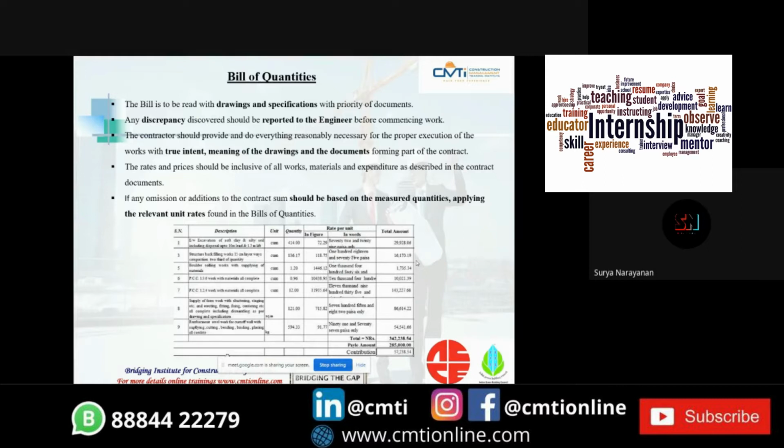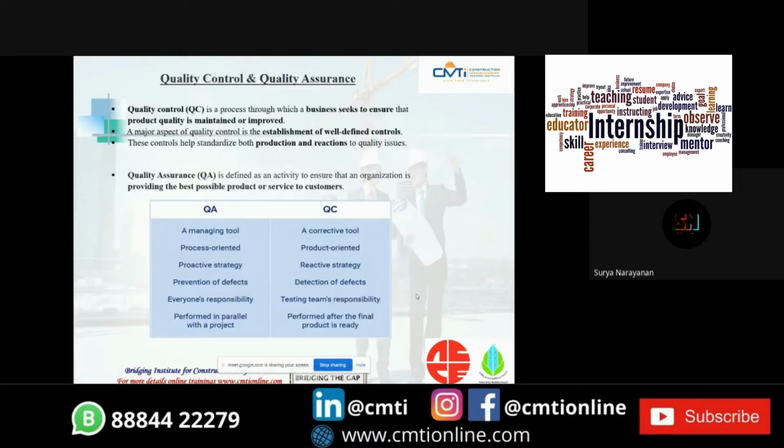The prices and rates should be inclusive of all works, materials, and expenditure as described in the contract documents. Any omissions or additions to the contract sum, that is, any additions of costs or material costs, should be based on the measured quantities applying the relevant unit rates found in the bill of quantities. So next concept is quality control and quality assurance.